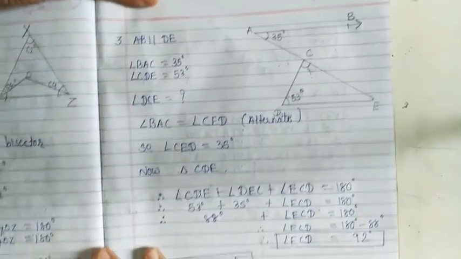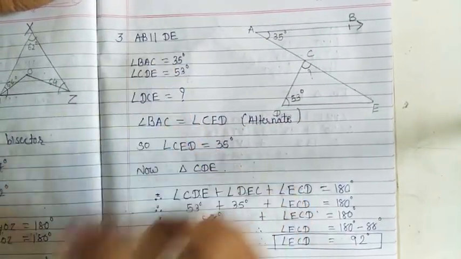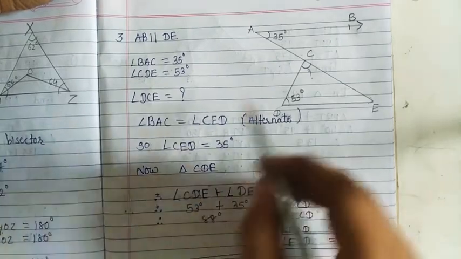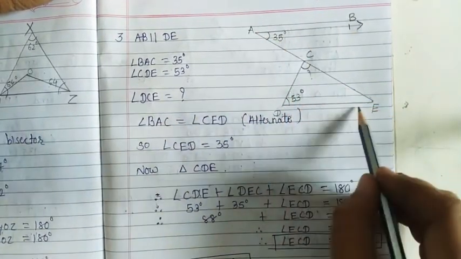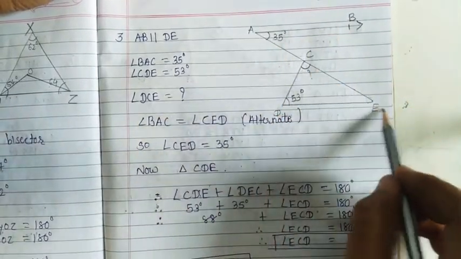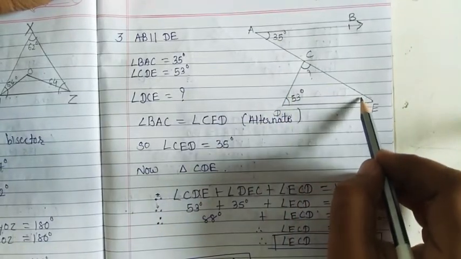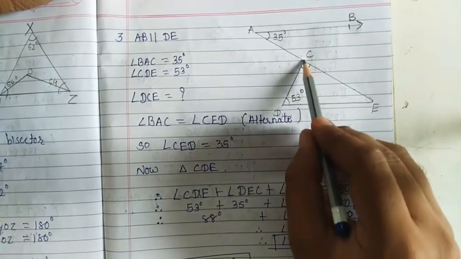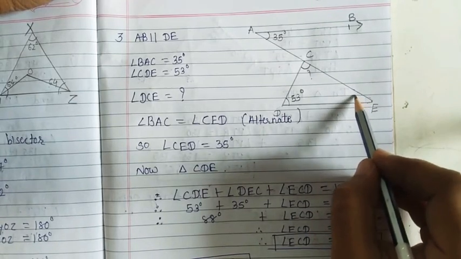So first of all friends, we can say that AB and DE both are parallel. It is given already in the question. So we can say that angle BAC, this one angle, and this angle E both are alternate angles. See, this one is the Z. Both are alternate angles, so both are the same. So we got the angle CED. So angle CED is also 35 degrees.